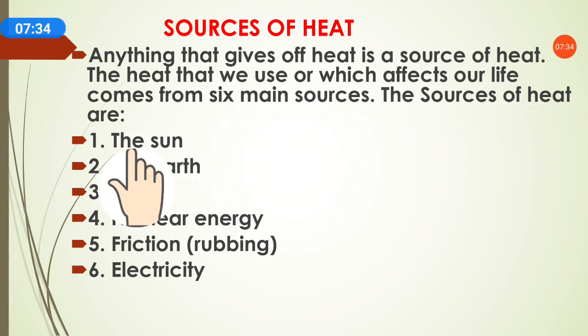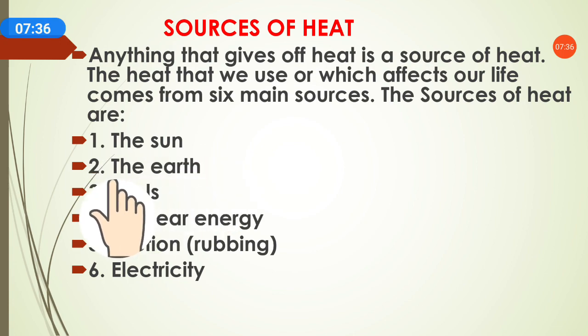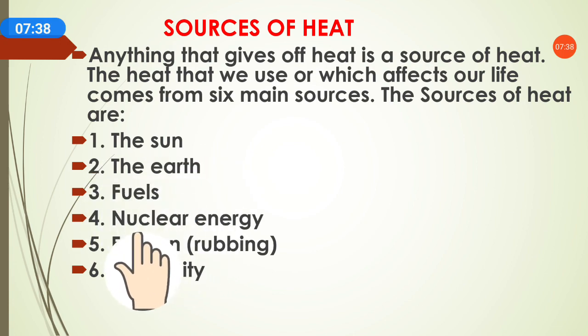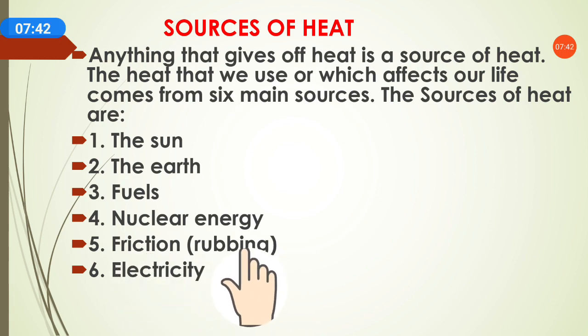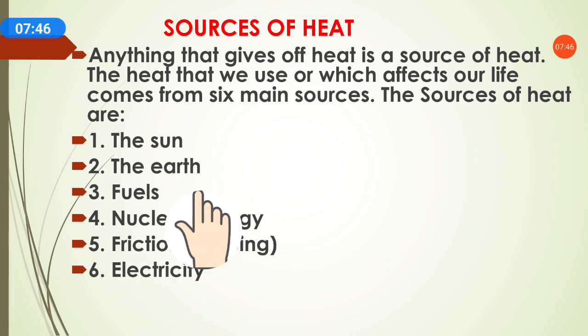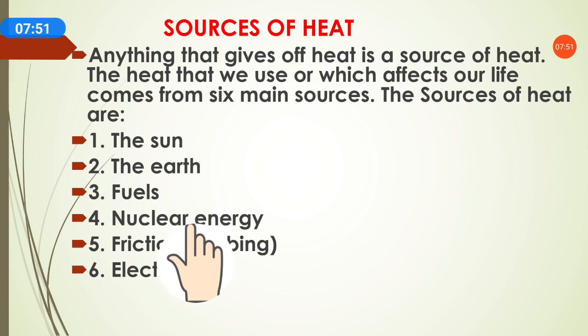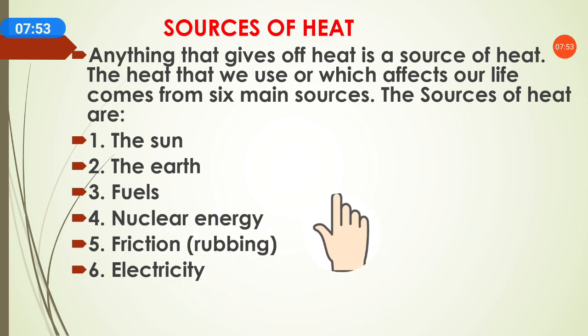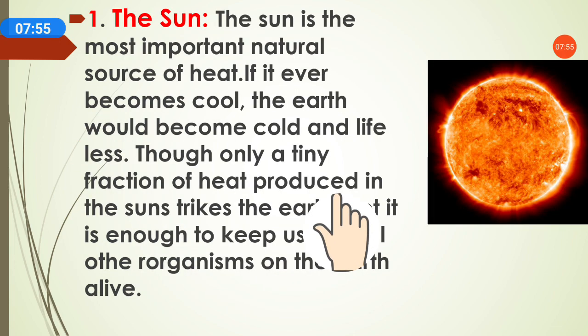First one is sun. Second, earth, fuels, nuclear energy, friction, and electricity. Friction means rubbing two bodies. So these are the main sources of heat. These 6 main sources give us heat energy. We'll discuss them in detail.